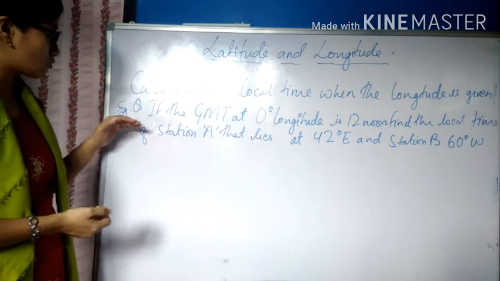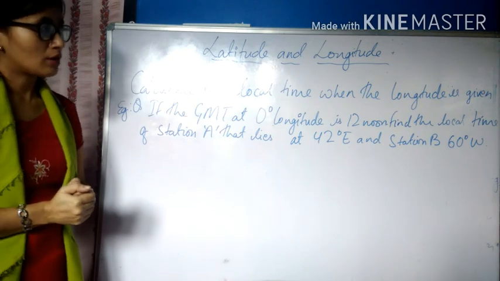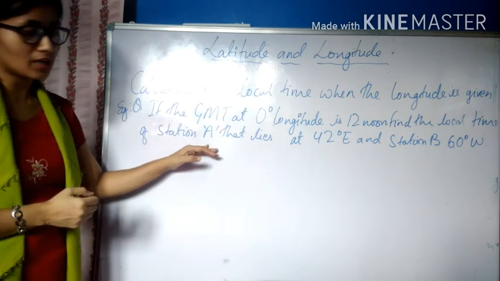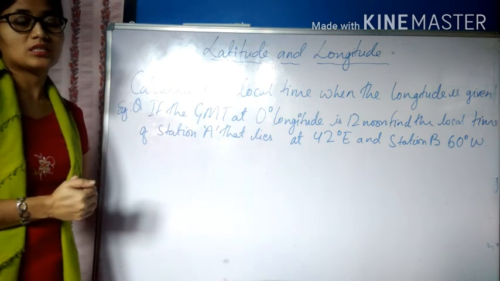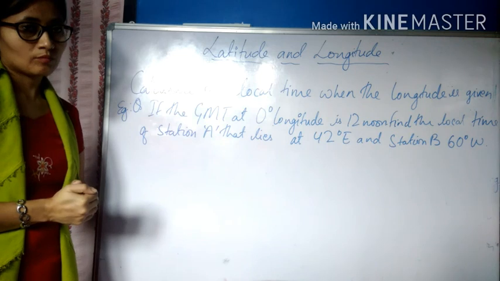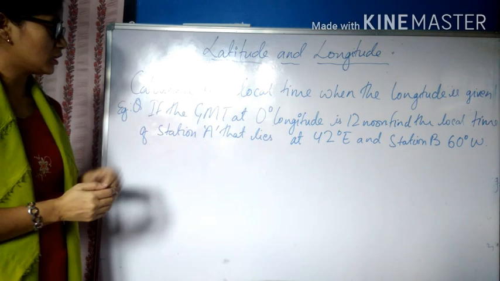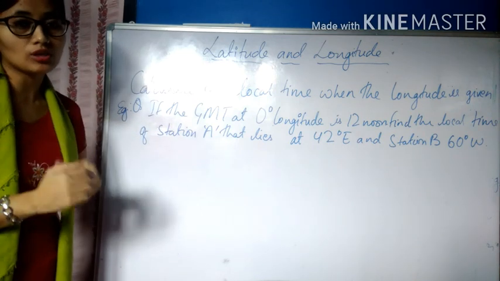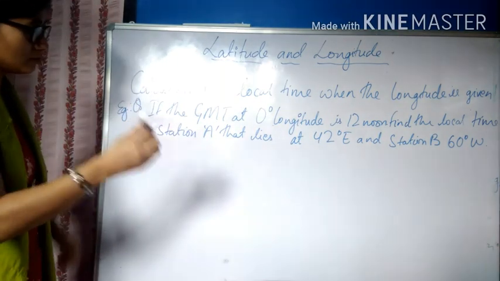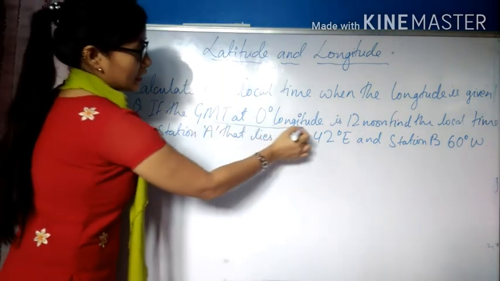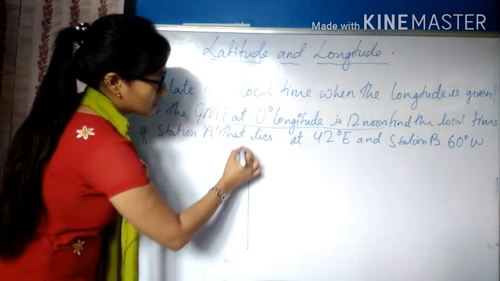So what does your question say? Your question says, if the GMT at 0 degree longitude is 12 noon, find the local time of station A that lies at 42 degree east and station B at 60 degree west. As I have already told you, first you have to read the question very carefully and try to find out what is given in your question and what is asked in your question. So what is given? GMT that lies at 0 degree longitude is 12 noon. It is already given in your question.